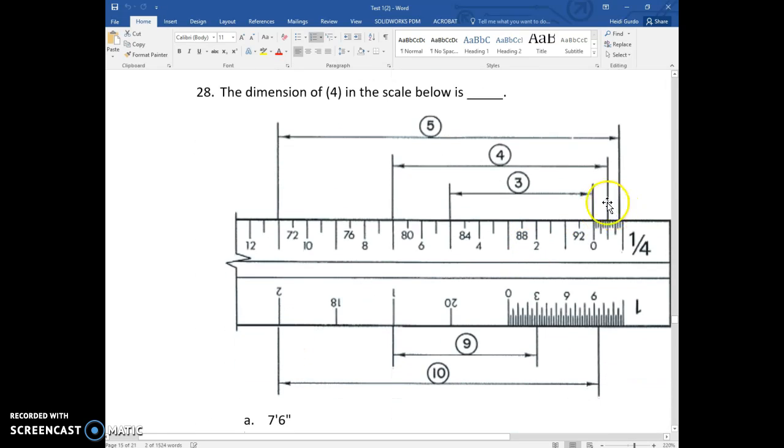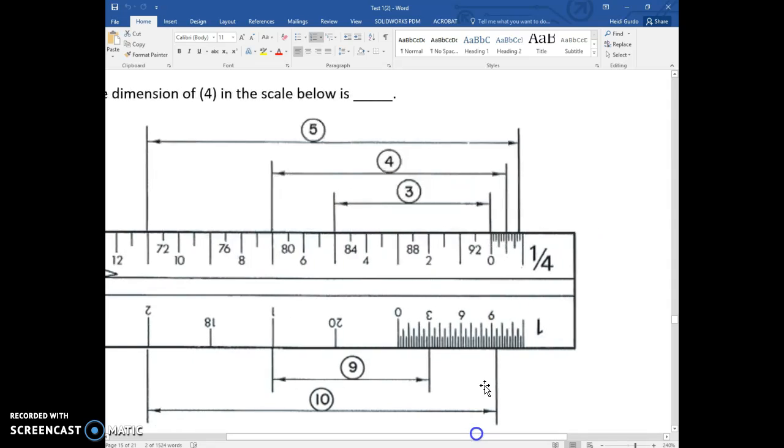Dimension 4, down here, we're still looking at these smaller numbers. They're going up in increments of 2. Every time you see one of these longer bars, you know it's a whole number. So we have 6, that's 7 feet, and then we have to figure out the inches over here. Again, there are 1, 2, 3, 4, 5, 6, 7, 8, 9, 10, 11, 12. There's 12 tick marks, so each one of these tick marks is worth 1 inch. So we have 7 feet, 6 inches.